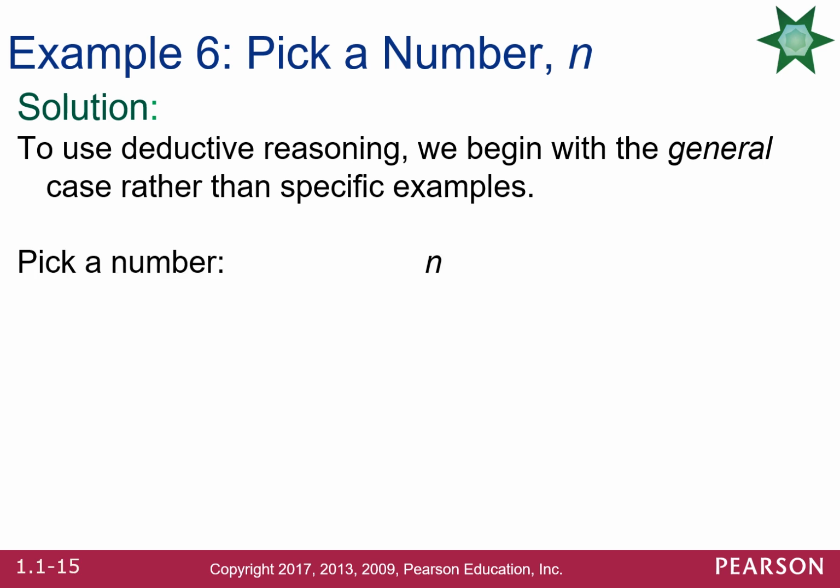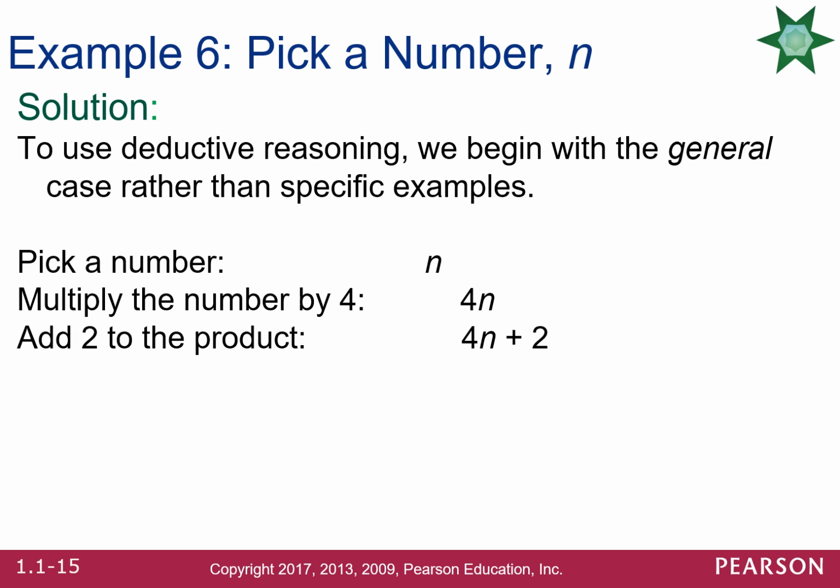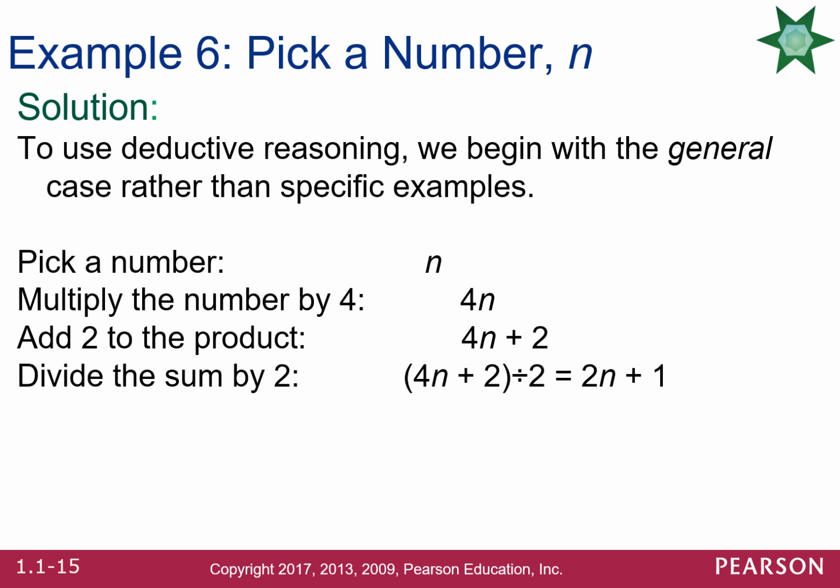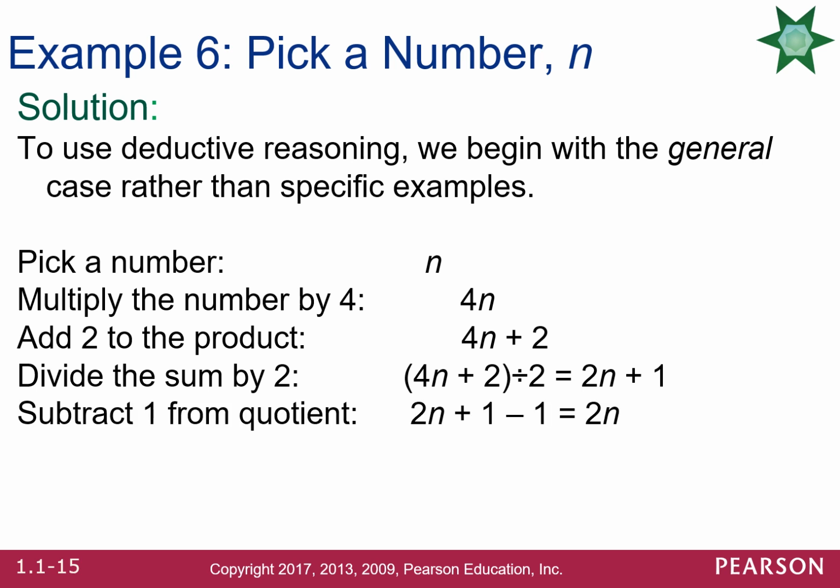All right, so we start with n. You can choose any variable, you can choose x as well, but here they start with n. Pick a number n, and then it said multiply the number by 4. So it's 4 times n, 4n. In the next step, we added 2 to 4n, which was the product, 4n plus 2. And in the next step, we divided the sum, 4n plus 2, all right, so we better have brackets around this. 4n plus 2 should be divided by 2, and when we do the division we get 2n plus 1.